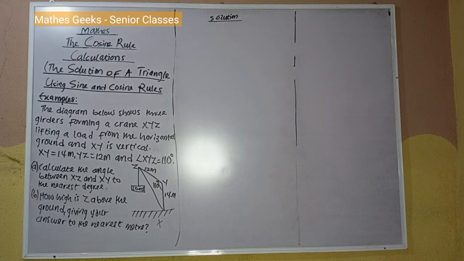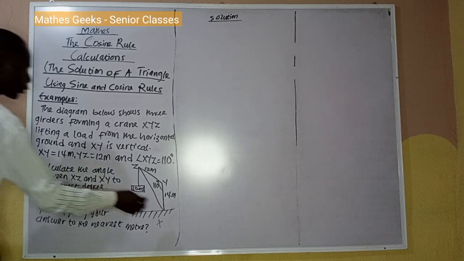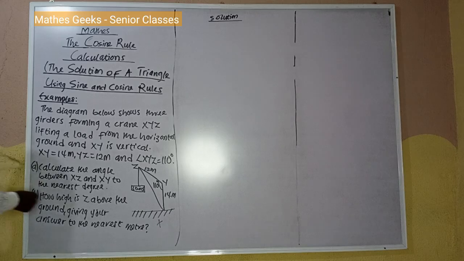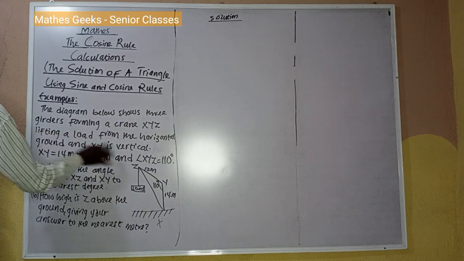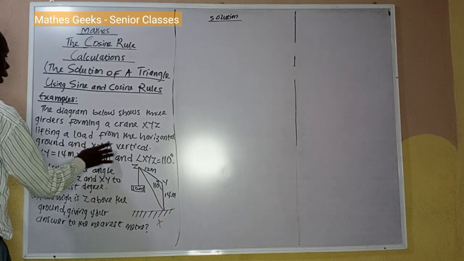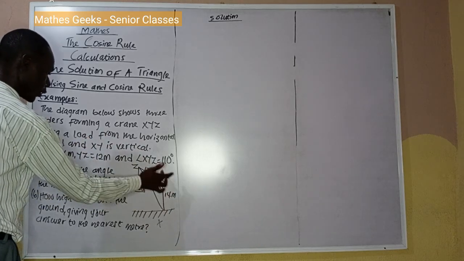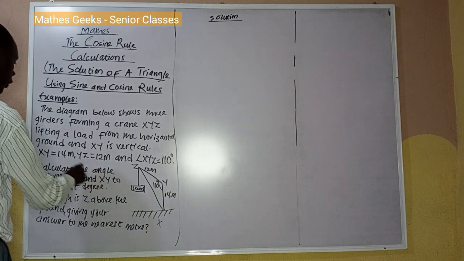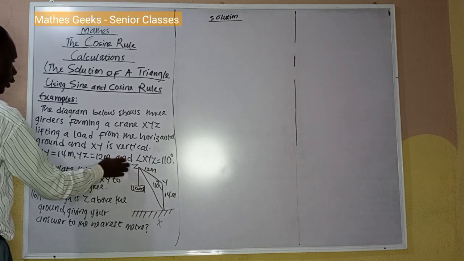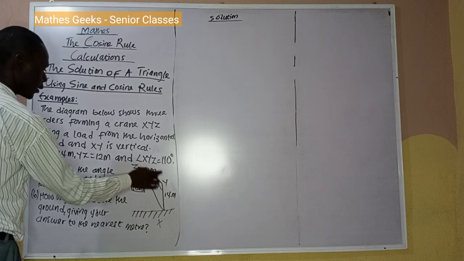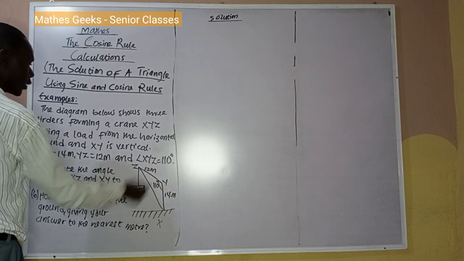The diagram below shows three girders forming a crane XYZ. So this is the first one, the second girder, the third girder. So the three of them are forming a crane XYZ, lifting a load L from the horizontal ground, and XY is vertical. XY is equal to 14 meters, YZ is 12 meters, and angle XYZ, that's the angle at Y between X and Z, is equal to 110 degrees.